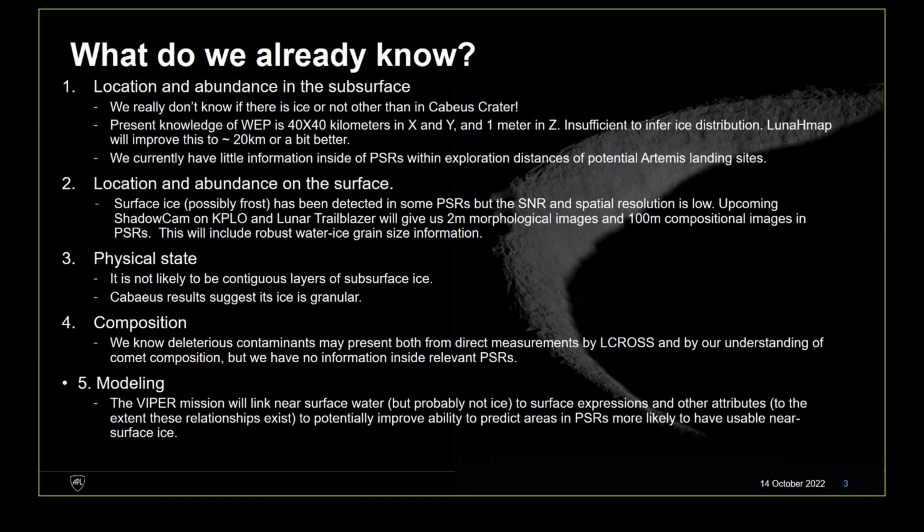So what do we already know about this? Well, really not a whole lot, right? We don't know that there really is ice there, other than in Cabeus crater. Our current understanding of water concentration is largely from neutron spectroscopy data, which is at the 40 kilometer scale. The Lunar HMAP is going to get us down to 20 kilometers or better, and that will potentially start to resolve some PSRs, and we might then be able to infer some higher-concentration true ice deposits. Right now, the average abundance of water in the PSRs is about 100, in the polar regions about 150 ppm. Is it concentrated in water ice in PSRs or not? We think it is, but that's what prospecting is about. We know that there is some surface ice, possibly frost, but the signal to noise is pretty bad.